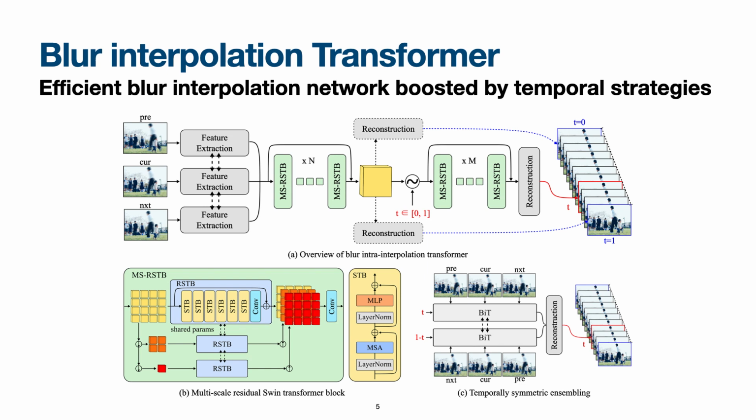Once the shared temporal features are obtained, they are encoded with a specific time, denoted as t. This encoded information, after being processed by m number of MSRSTB blocks in a lightweight reconstruction layer, allows us to generate a sharp frame corresponding to time t.